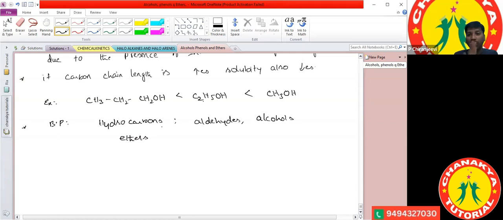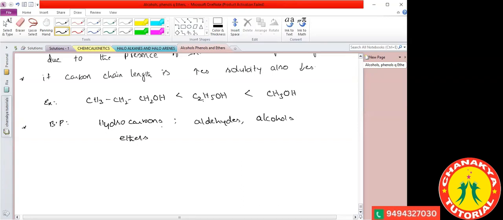Which one has the highest boiling point while having similar molecular mass? Hydrocarbons, aldehydes, alcohols, and ethers all have the same molecular mass. If they have the same molecular mass, which one has the highest boiling point? This question I saw in the morning while verifying previous JEE papers, the 2022 JEE papers. Write the increasing order of the boiling point of the following substances.